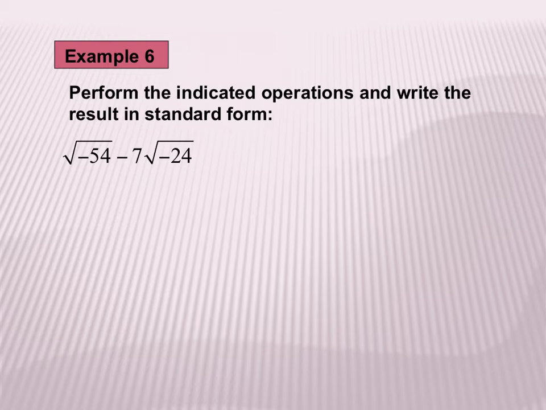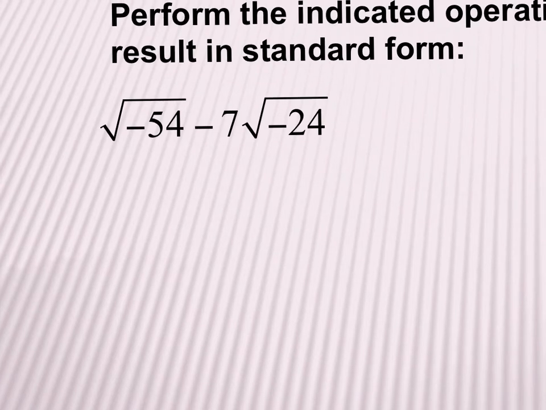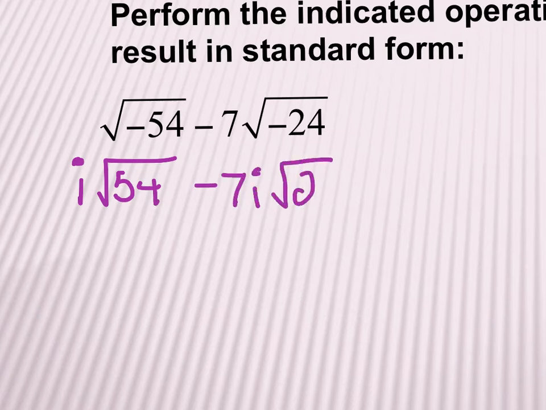All right, example 6 says to perform the indicated operations and write the results in standard form. So like we just did on the last slide, the first thing I have to do is take out the i's on the negatives. So I would have an i square root 54 minus 7i square root 24. And again, you can put these i's after the roots or before them. Just be careful not to put them under them.